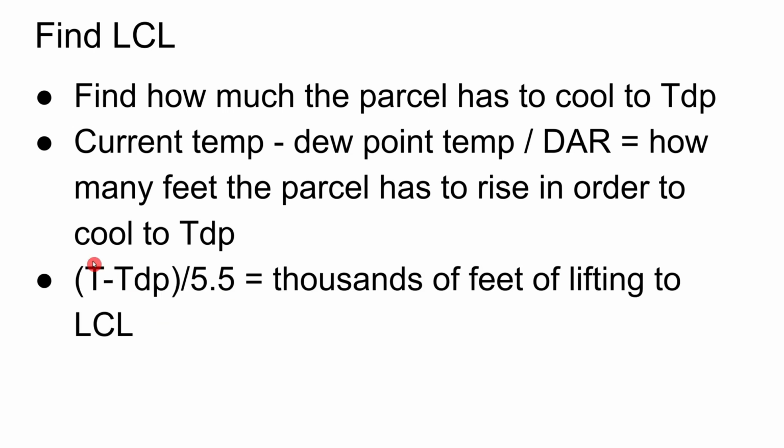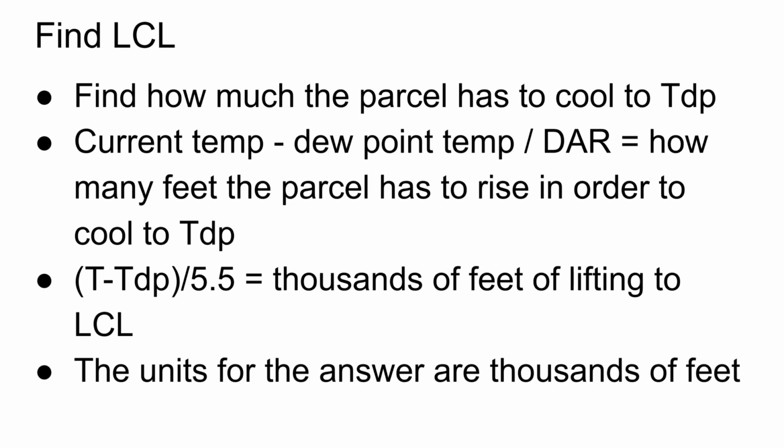So temperature on the ground minus dew point temperature tells us how many degrees it has to cool. Divide that by 5.5, and the answer is going to be given to you in thousands of feet of lifting to the lifting condensation level. It's not going to tell you the actual level. It's going to tell you how far you have to lift it to the lifting condensation level. And the units for the answer are in thousands of feet. I think that'll make more sense in a minute when we go through some examples.